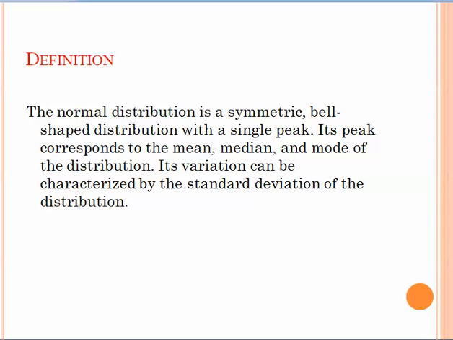So now let's look at a definition of the normal distribution. The normal distribution is a symmetric, bell-shaped distribution with a single peak. Its peak corresponds to the mean, median, and mode of the distribution. Its variation can be characterized by the standard deviation of the distribution.